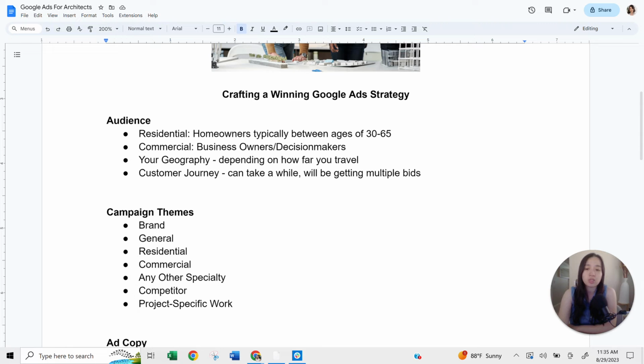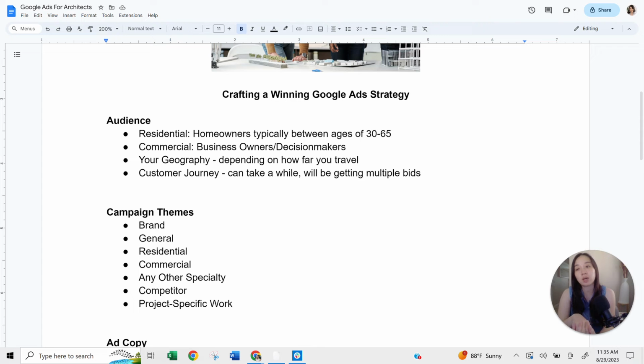And also mention any other specialty. So if you do medical architecture, please add that as a theme, and any other specialty that you might cover. Another thing that you might want to consider, if you have the budget for it, would be competitor campaigns. Of course, competitor campaigns are going to be more expensive than any other campaign because you don't own that brand. So just be aware of that. But it's definitely something to potentially consider.